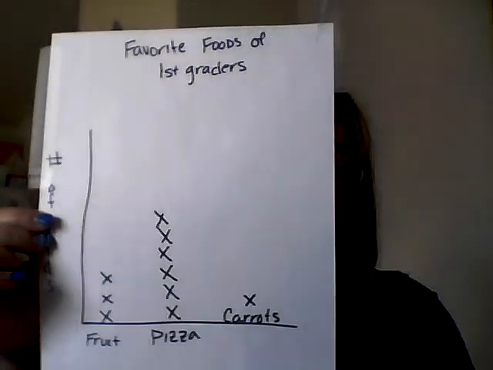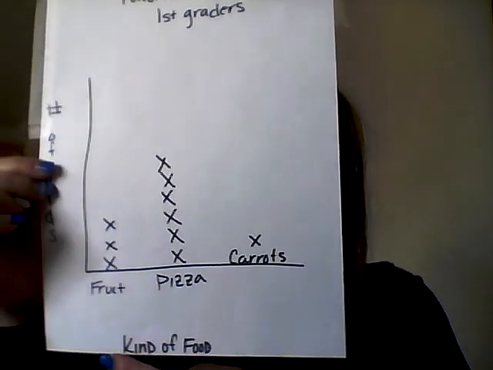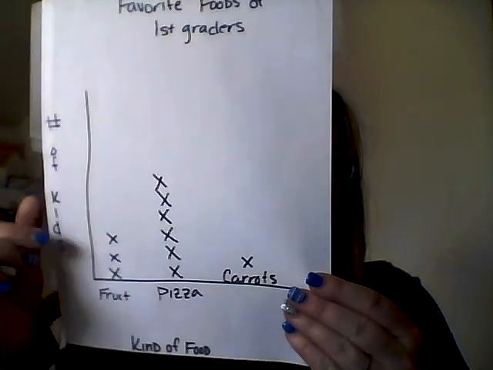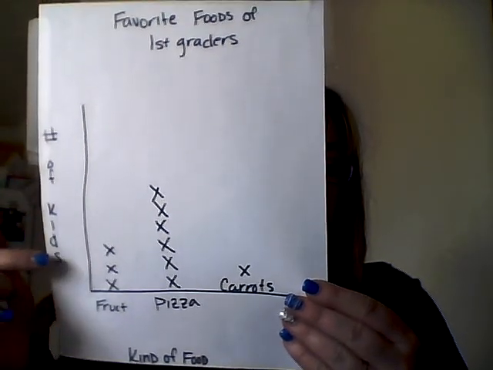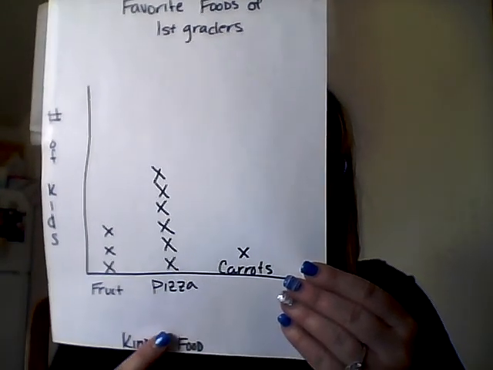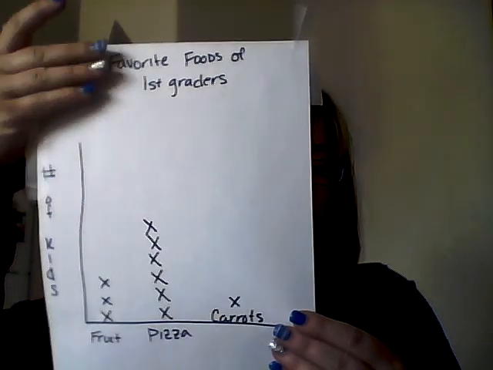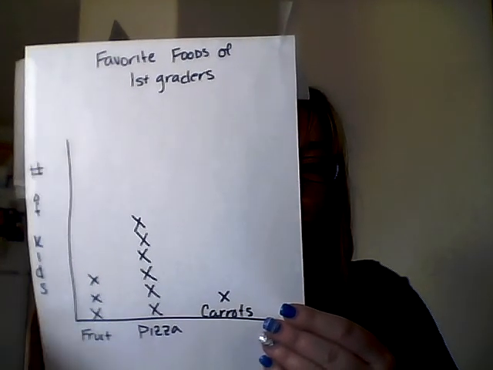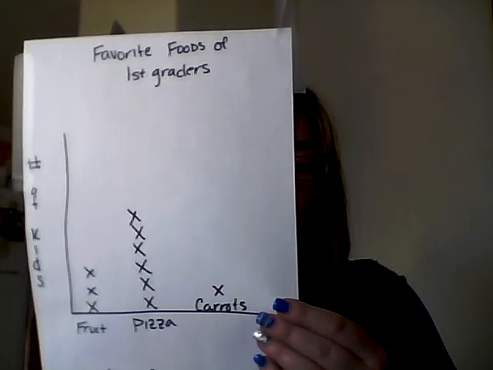So like we talked about, every graph has to have a label on each side. This side says number of kids. This side says what kind of food we're talking about. And this, of course, is the title of the graph. It says favorite foods for first graders.